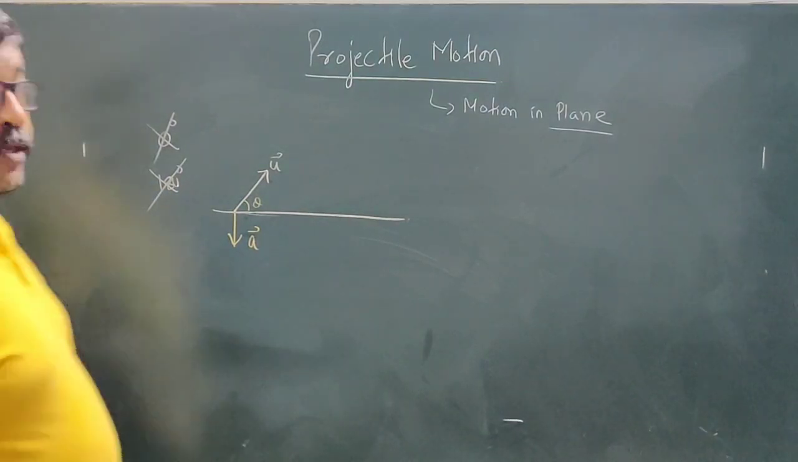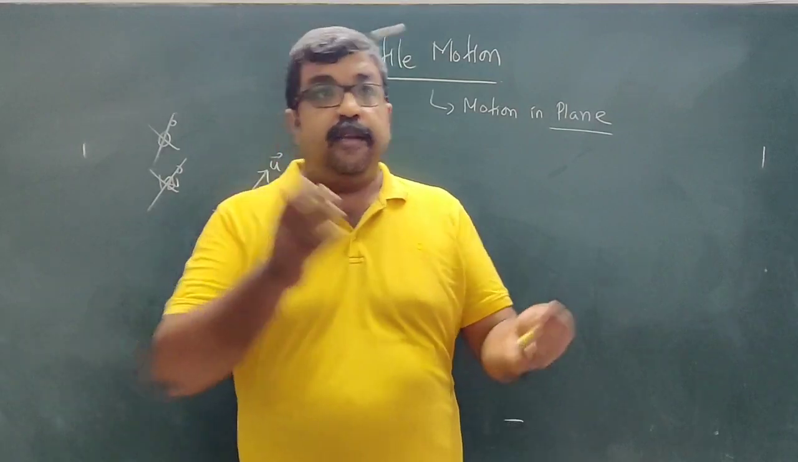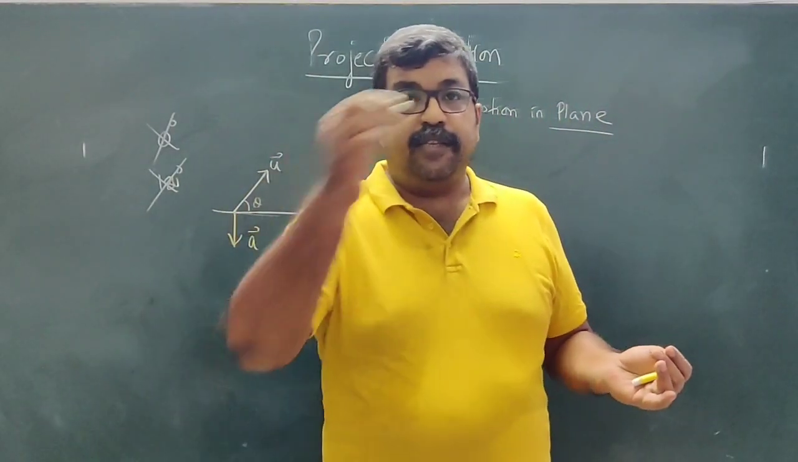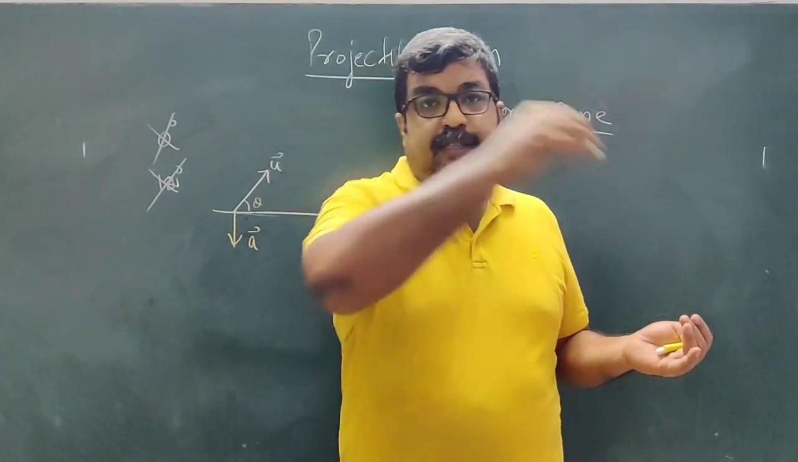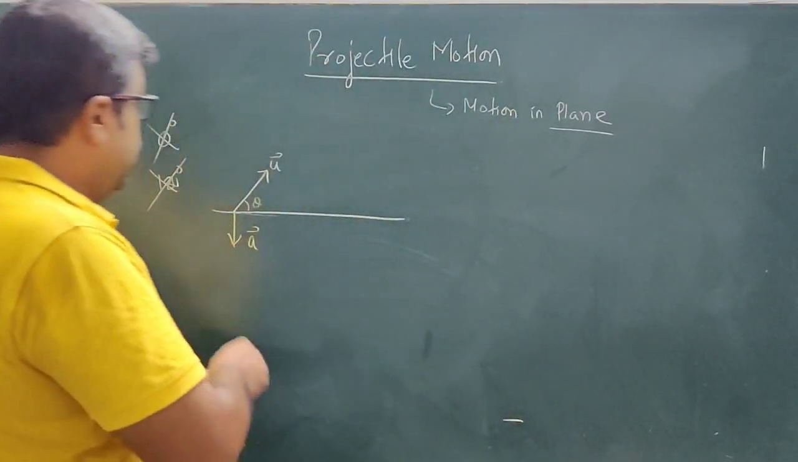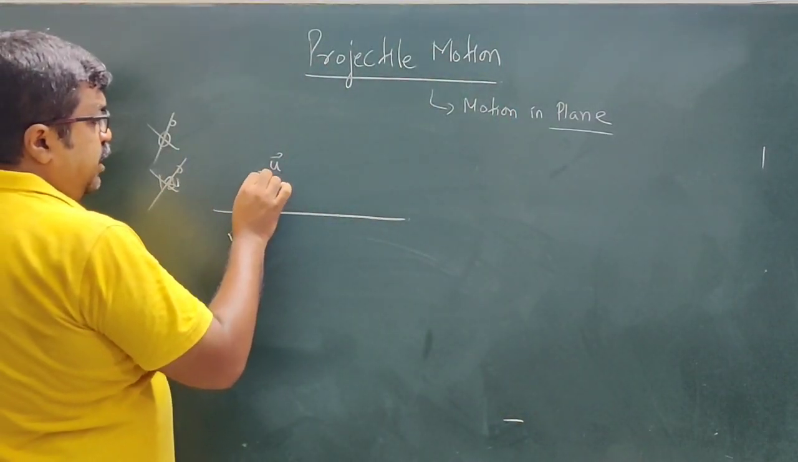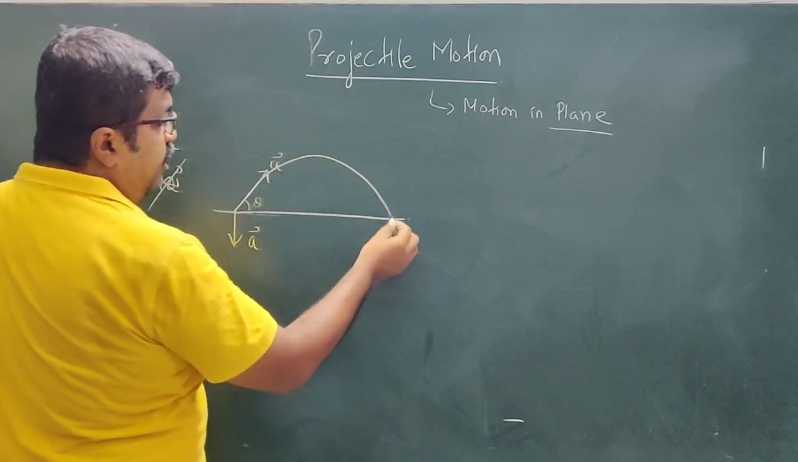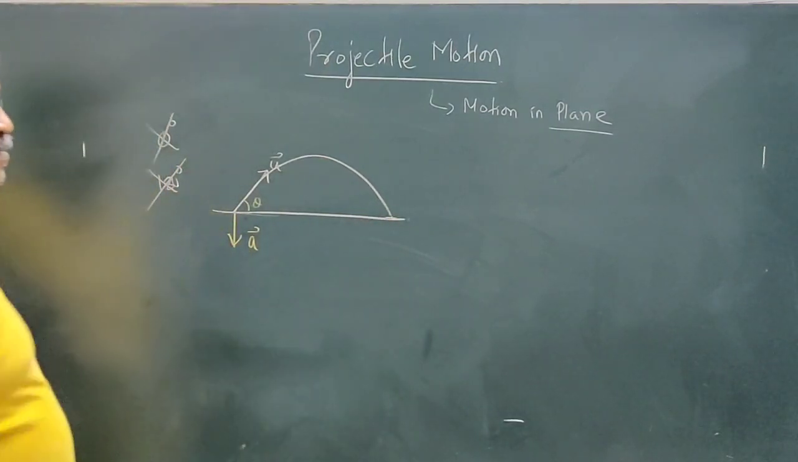So if I throw this chalk like this, see, it goes like this. It travels in this path. Correct? So this object, if it is projected like this, it will go like this and it will hit the ground again at this particular location.